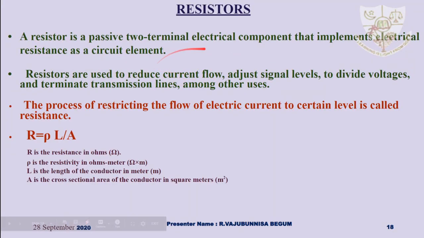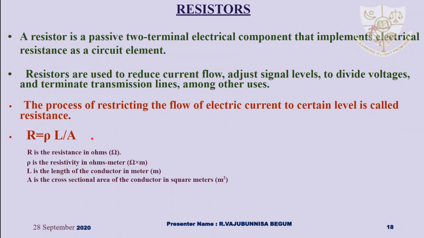Here the definition of resistor is very clearly shown as I discussed in the previous slide. It is a passive two terminal component that implements electrical resistance as a circuit element. It is used to reduce current flow, adjust signal levels, divide voltages and terminate transmission lines, among other uses. The process of restricting the flow of electric current to a certain level is called resistance.